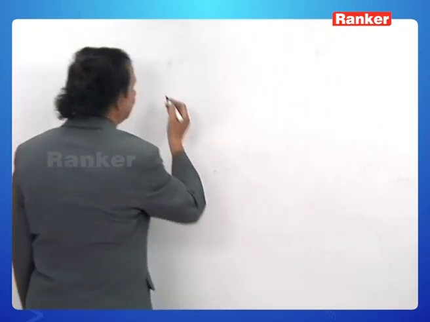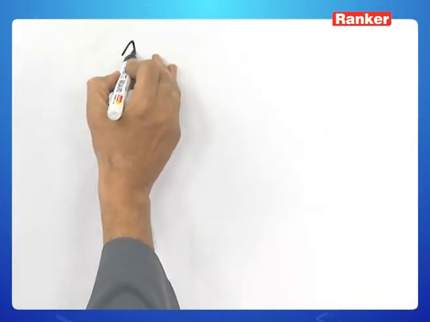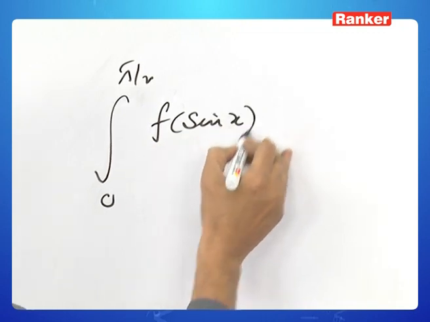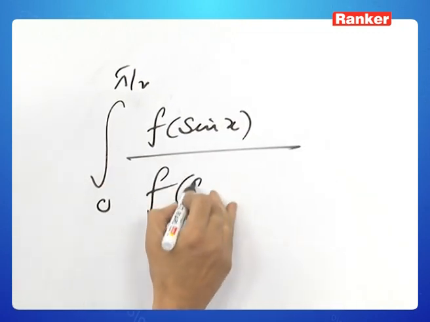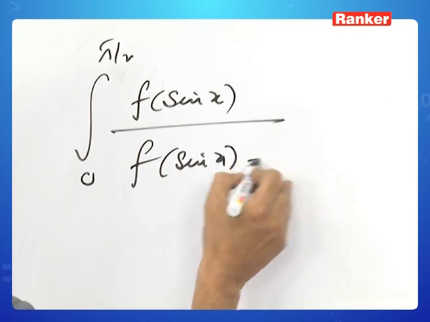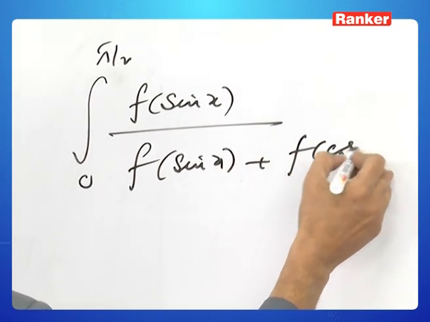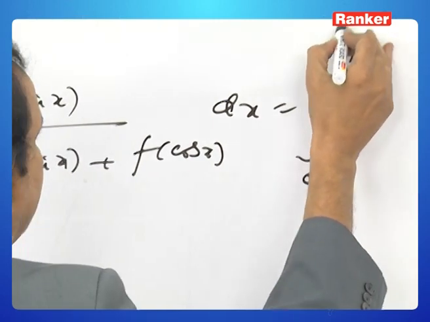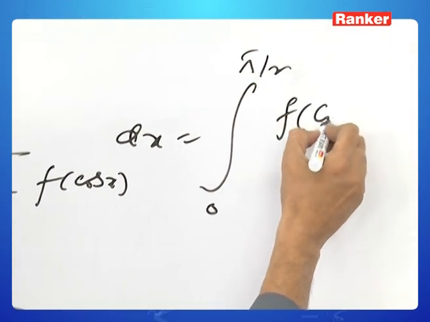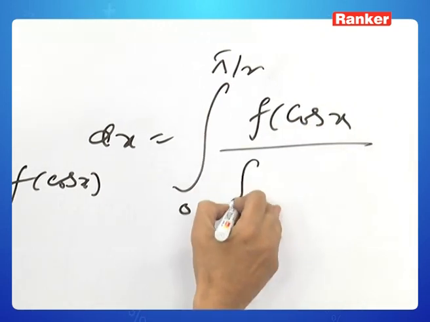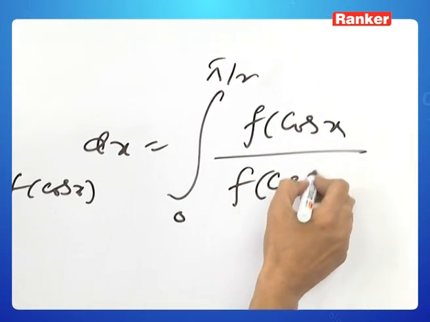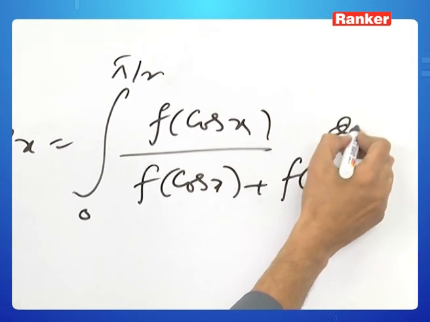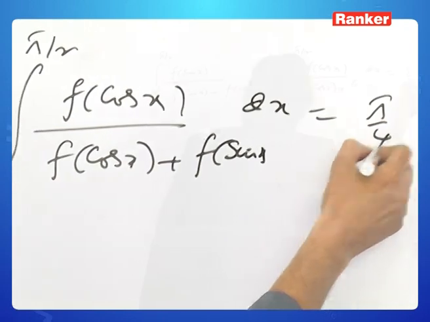results. Well, integral 0 to pi by 2 f of sin x by f of sin x plus f of cos x dx is equal to integral 0 to pi by 2 f of cos x by f of cos x plus f of sin x, which is equal to pi by 4.